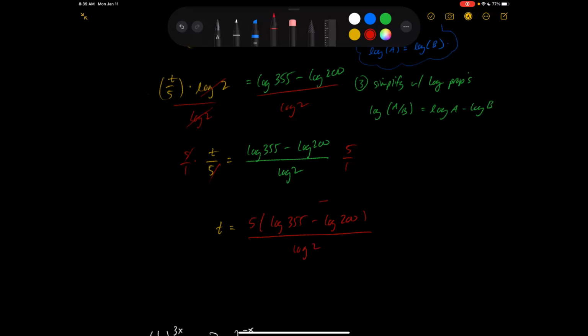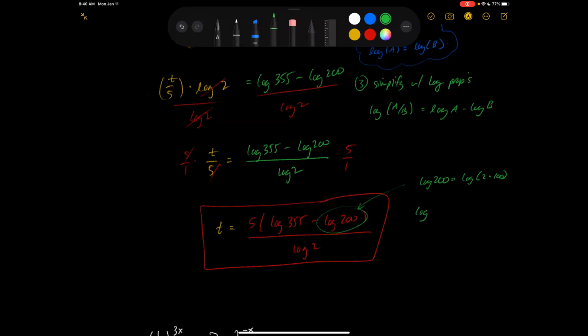Now, I'd be fine with this. You could break this up a little bit further, right? Knowing that log of 200 is the same as log of 2 times 100, and then bust that apart to be log of 2 plus log of 100. Why would I do that? Because log of 100 just equals 2. So this would really be log of 2 plus 2. The more we can break it down, the better approximation we can see for what this value is actually going to be.